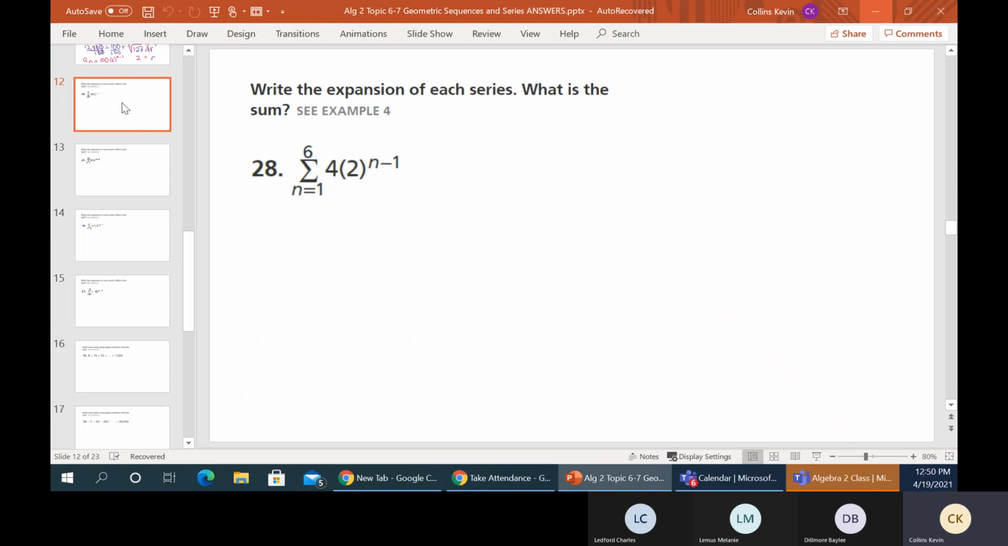Okay, so this says, write the expansion of the series and what is the sum? That's different. So what's that all about? In this case, this is pretty easy. You see this goofy looking thing that kind of looks like an E? Where's my cursor? This guy, right? That is a capital sigma. You'll find out more about these Greek letters when you go to college.